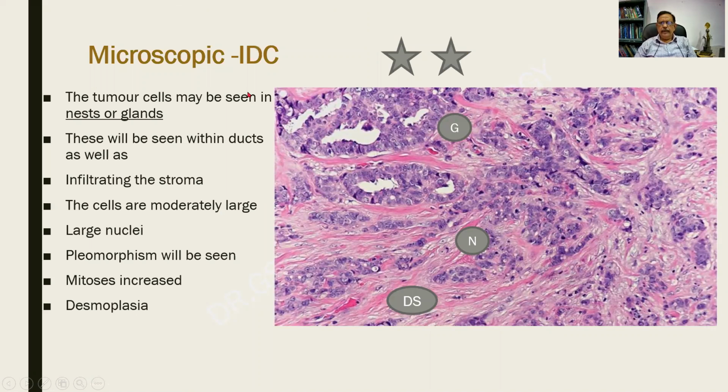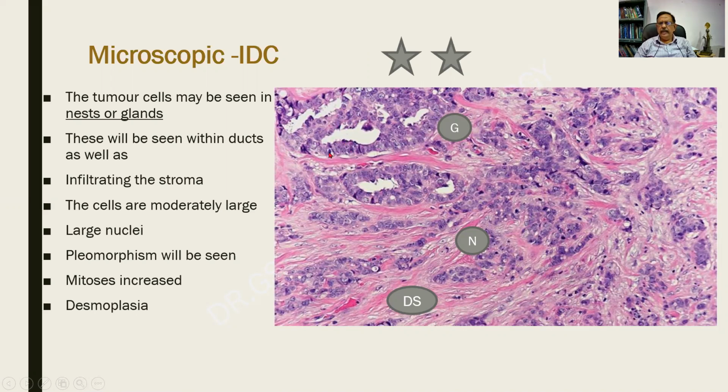What is the microscopic picture of an infiltrating ductal carcinoma? Earlier we had seen an intraductal carcinoma. The tumor cells may be seen in the form of nests or glands. See, nests. These are all nests of tumor cells. Again, another long elaborated nest is over here. So nests of tumor cells, or they may be in the form of glands.